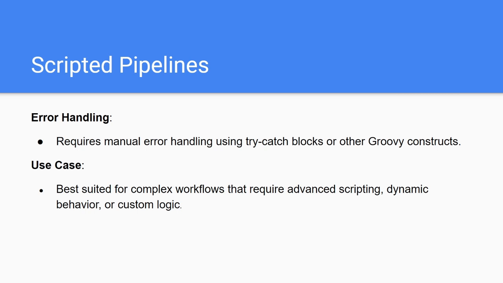Error handling requires manual error handling using try-catch blocks or other Groovy constructs. Use case: best suited for complex workflows that require advanced scripting, dynamic behavior, or custom logic. Here is an example of a scripted pipeline.